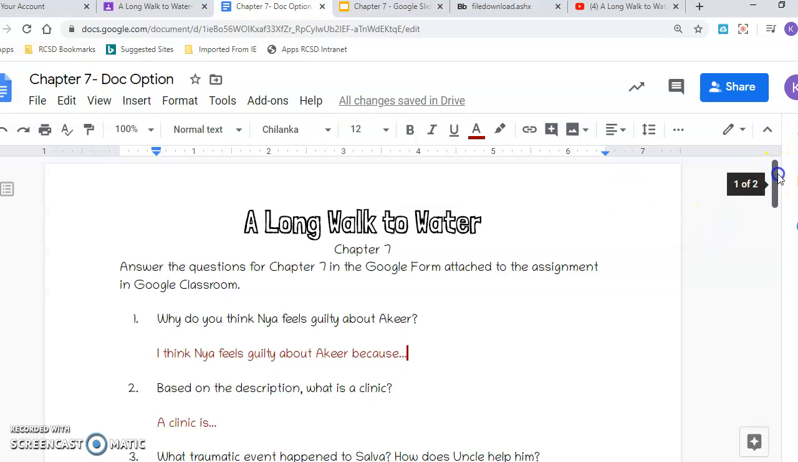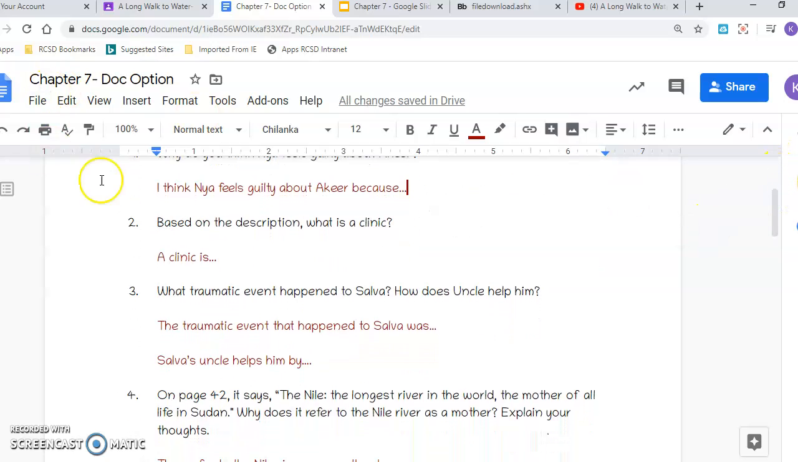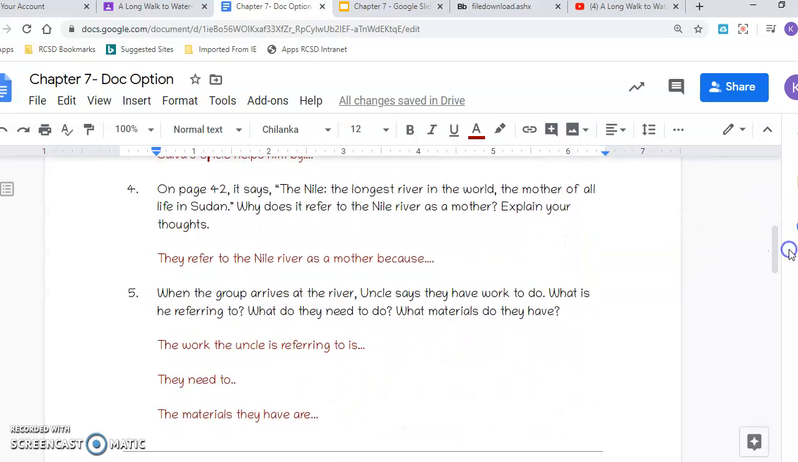Okay, so now I wrote some other ones for the other questions already for you. Question 2. Based on the description, what is a clinic? A clinic is, okay, finish that. You got to type in that sentence starter on yours. 3. What traumatic event happened to Selva? How does his uncle help him? Okay, so now this is you typing. The traumatic event that happened to Selva was, finish the sentence. Selva's uncle helps him by. I should have capitalized uncle.